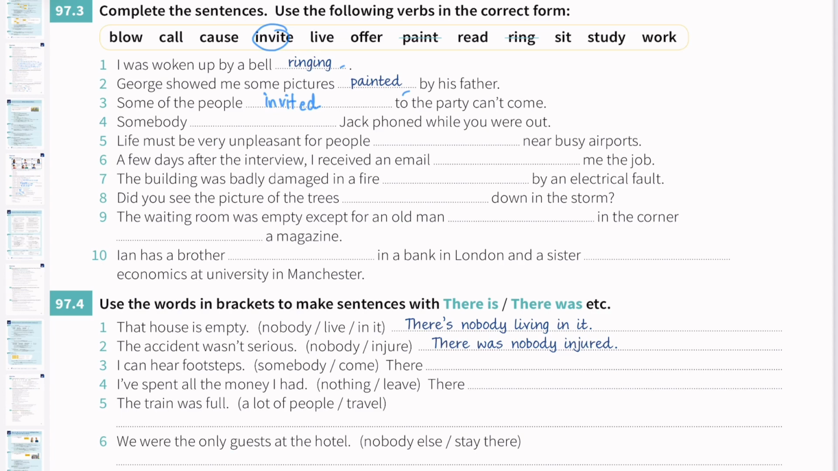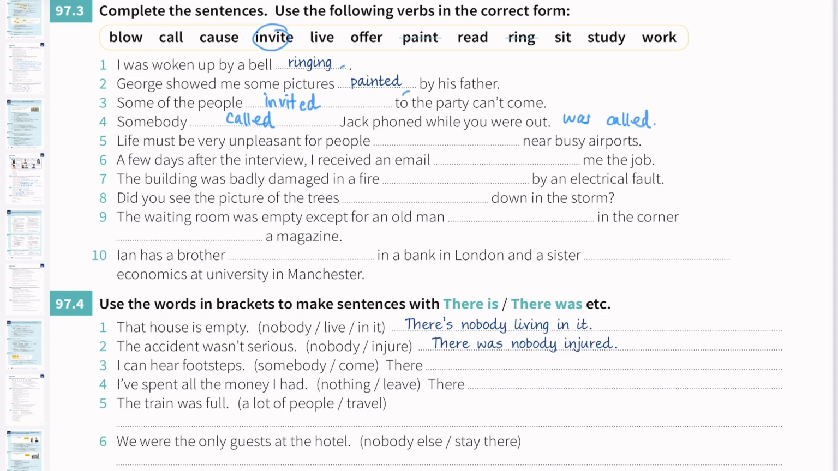Number 4, somebody Jack phoned while you were out. This is a bit tricky. We have to use called, ed form, because somebody was called is passive. Was called. Somebody was called.